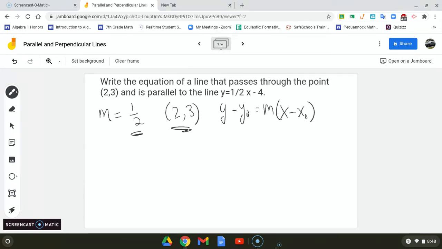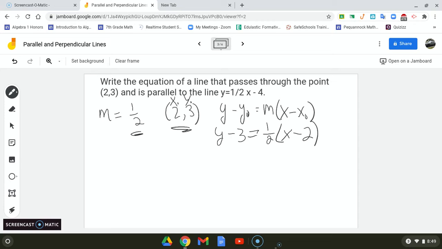And we know that this is our x0 here. We know this is our y0 here. And we know obviously what our slope is. So to write the equation, all we're going to do is substitute in. So we have y minus, in this case, 3, is equal to the slope, which is 1/2, times x minus 2. So technically, right now, we've completed the problem. We've done exactly what we were asked to do. We wrote the equation of a line that passes through the point (2, 3) and is parallel to the line y equals 1/2 x minus 4.